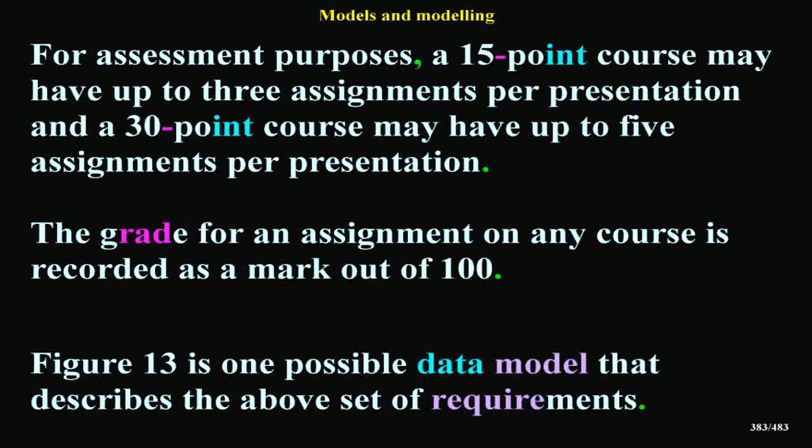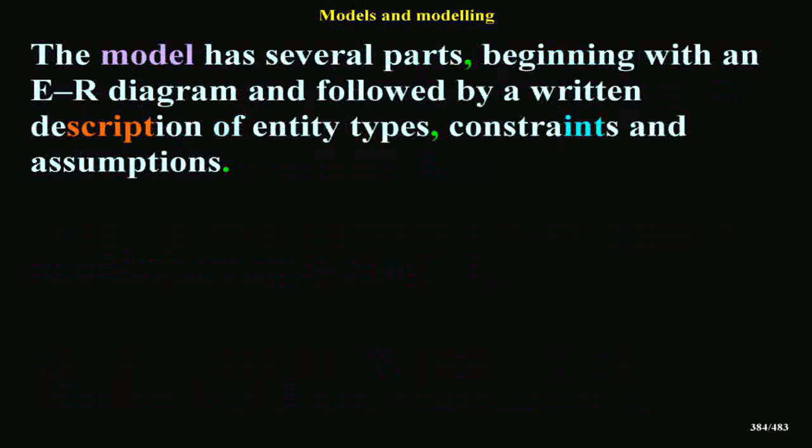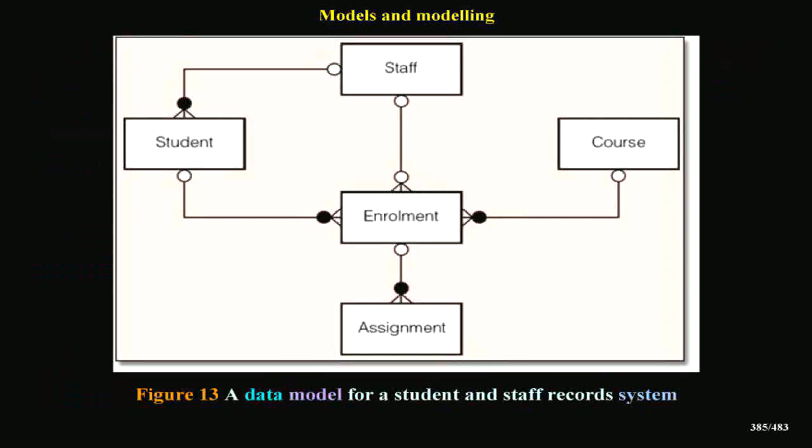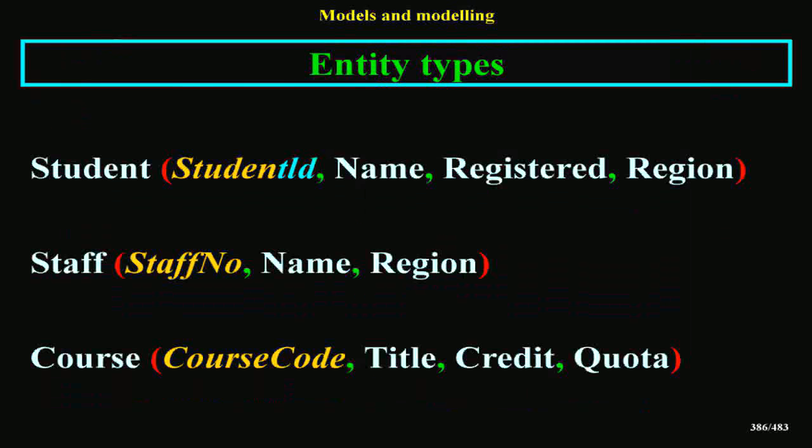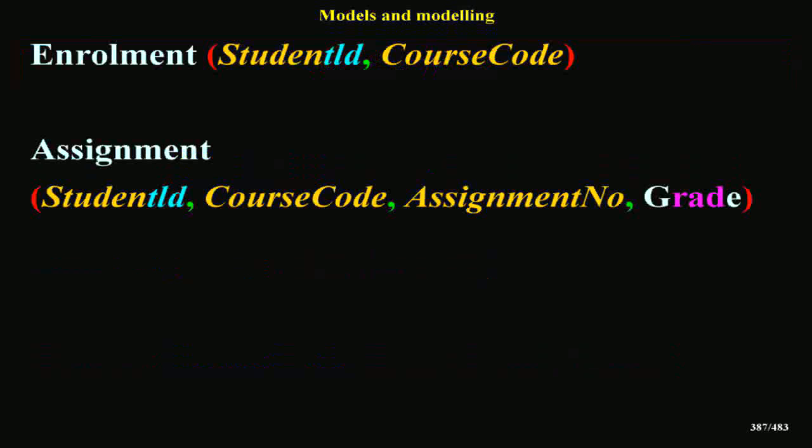Figure 13 is one possible data model that describes the above set of requirements. The model has several parts, beginning with an ER diagram and followed by a written description of entity types, constraints and assumptions. Figure 13: a data model for a student and staff records system. Entity types: Student (studentid, name, registered, region); Staff (staffno, name, region); Course (code, title, credit, quota); Enrollment (studentid, course code); Assignment (studentid, course code, assignment no, grade).